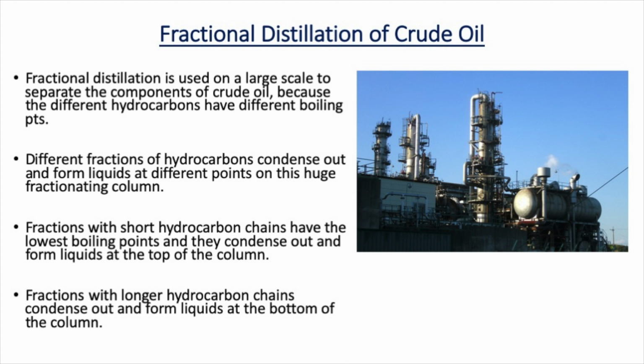Now the fractions with very short hydrocarbon chains have the lowest boiling points, and they will condense out and form liquids at the top of the column, whilst the fractions with the longer hydrocarbon chains condense out and form liquids at the bottom of the fractionating column because they have higher boiling points.